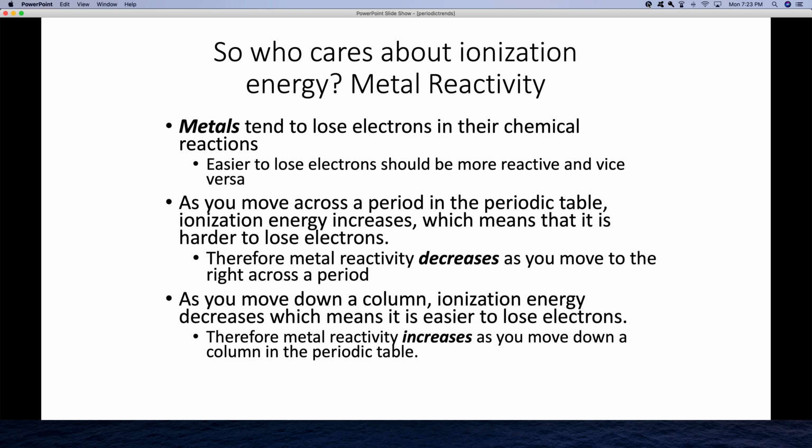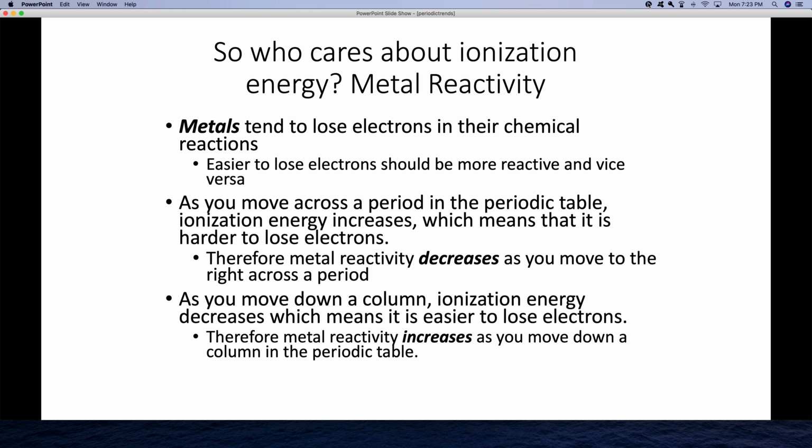So who cares about ionization energy? Well, what's trying to lose electrons? Metals. So if you look at metal reactivity, metals are trying to lose electrons. The easier it is to lose electrons, the more reactive it should be, and vice versa. Harder to lose electrons should be less reactive.